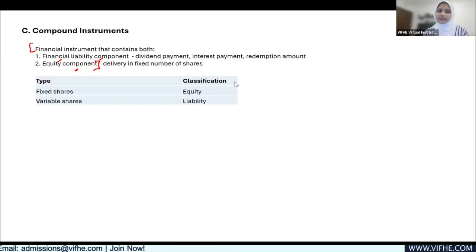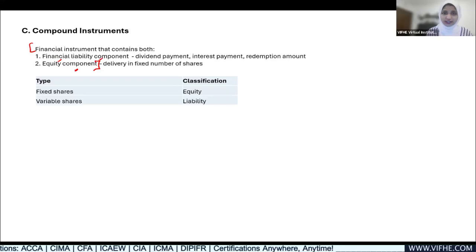Compound instruments. Yes, Ariola, an example would be convertible loans. So what happens in compound instruments also? Here also things are not easy. They have kept it tricky for you. When the compound instrument has that element that it can get converted into shares, you have to see if those shares are fixed or variable.